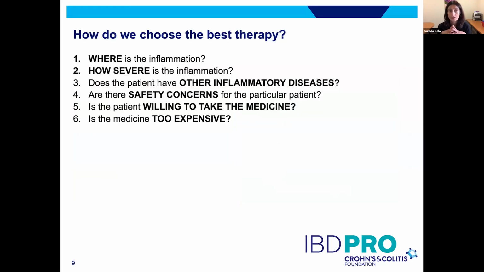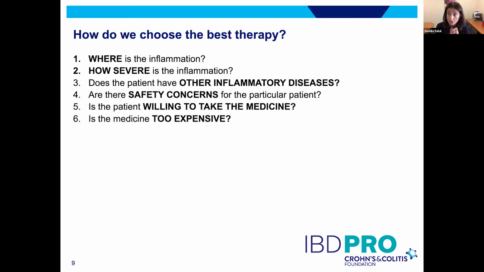So how do we choose the best therapy? Think about where the inflammation is. If this is an ulcerative colitis patient that has 5 centimeters of inflammation right in their rectum, it makes sense to use a medicine that you're going to put right in their rectum, that's going right on their inflammation. If they have disease that's more diffuse throughout their bowel, you're going to want something that targets that. How severe is their inflammation? Is this mild disease that maybe looks just like erythema or redness in the mucosal lining and has some aphthous or tiny little ulcers, or these really deep punched out ulcers?